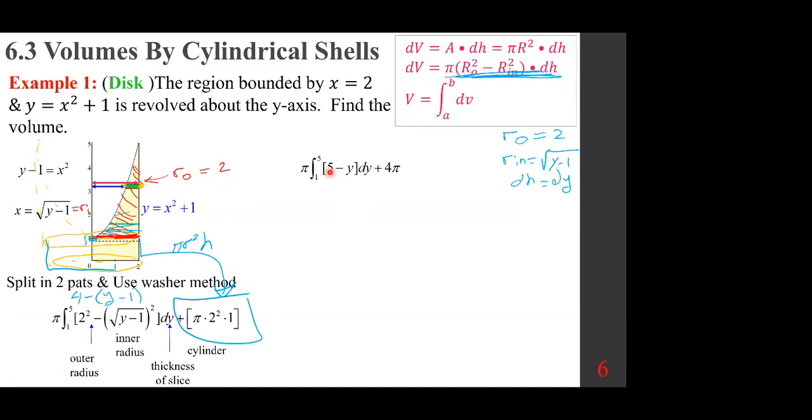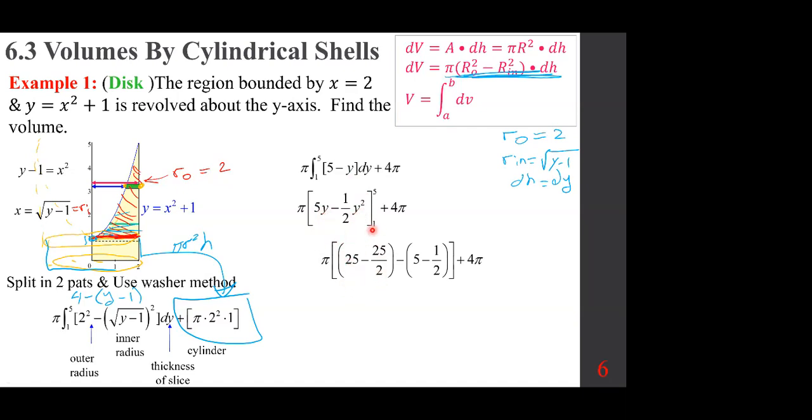Now, this one is 5y, this one is minus 1/2 y squared from 1 to 5, and don't forget the pi in front of it. And it's 4 pi because pi times 2 squared times 1 is 4 pi. You finish the job by plugging in 5 and 1. I'm assuming everybody can do that. So this becomes 25. This becomes 25 over 2.